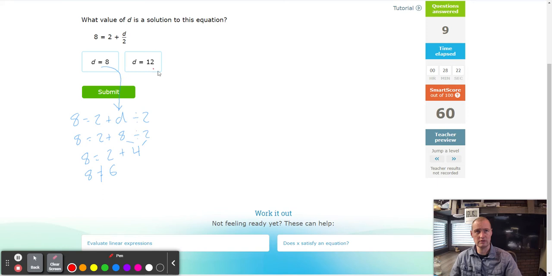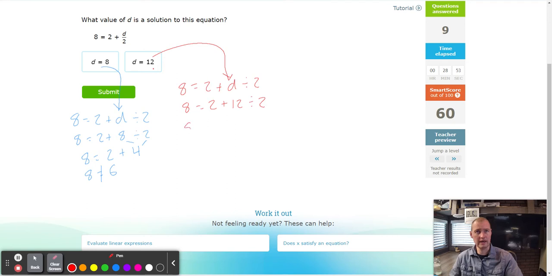So let's try D equals 12. Let's go and copy down the equation. We got 8 equals 2 plus D divide 2. Next up, we got 8 equals, we're going to take that 12, plug it in for D, which means D is now going to be equal to 12, and make that D go away, call it 12. So 2 plus 12 divide 2.